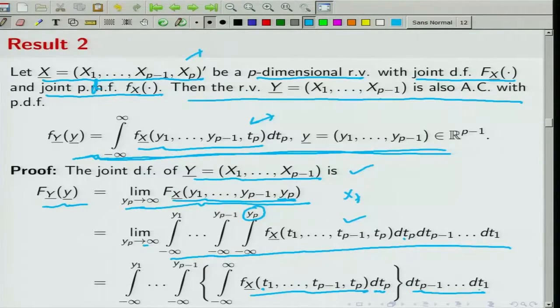So, what we have seen is that the distribution function of (Y_1, Y_2, ..., Y_{p-1}) can be written as an indefinite integral of this function. So, this suggests that (Y_1, Y_2, ..., Y_{p-1}) has to be absolutely continuous, and its PDF would be nothing but this, because this is the function I am integrating out as a definite integral.